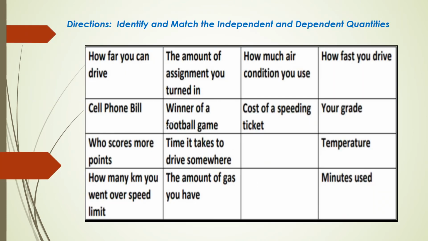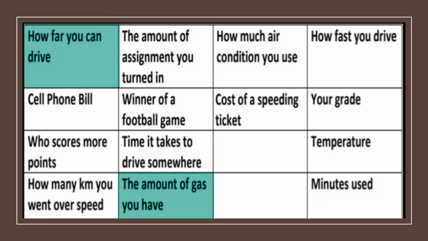There's a worksheet that I have attached to use with this activity, or you can write it down on your own sheet of paper. What you're going to do is identify and match the independent and dependent quantities. So pause me and see if you can match them. On this slide, I have gone ahead and matched the first set for you. The dependent quantity is how far you can drive, and the independent quantity is the amount of gas that you have in your vehicle. How far you can drive depends upon the amount of gas that you have in your vehicle. So this is the first one, match the others, and pause me.